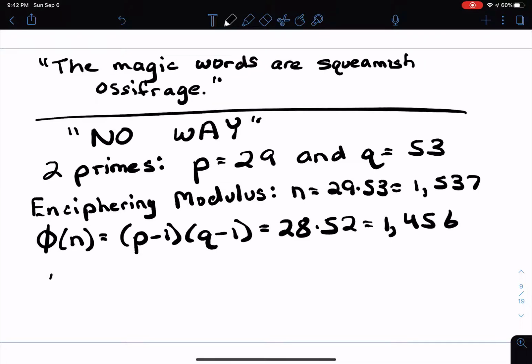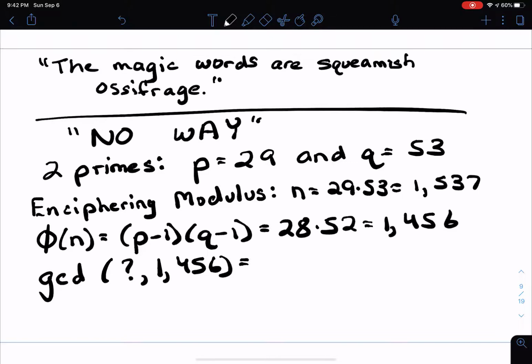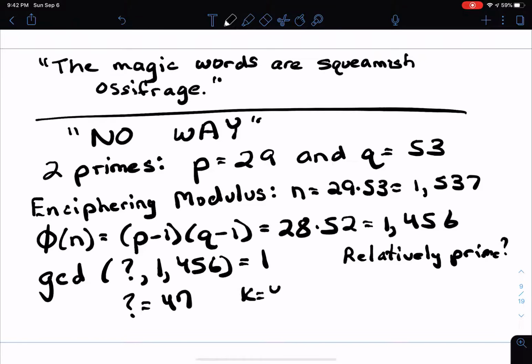We need to find a number whose greatest common divisor with 1,456 equals 1. So this 1,456 we just found for phi of n, we need to figure out what number would have a greatest common divisor of 1 with it. In other words, what number is relatively prime with 1,456? And that number happens to be 47. So k equals 47 is going to be our enciphering exponent.